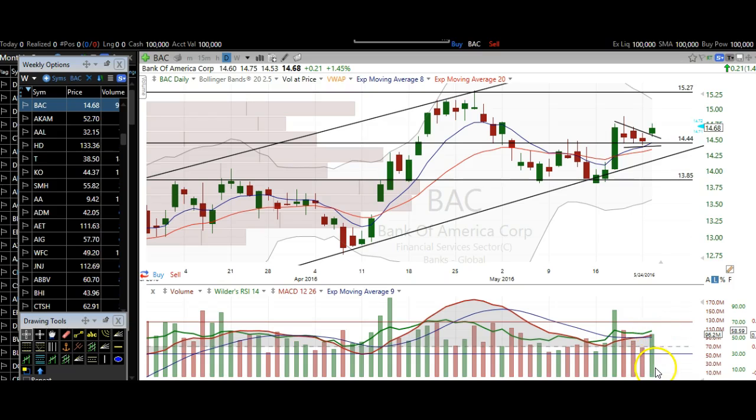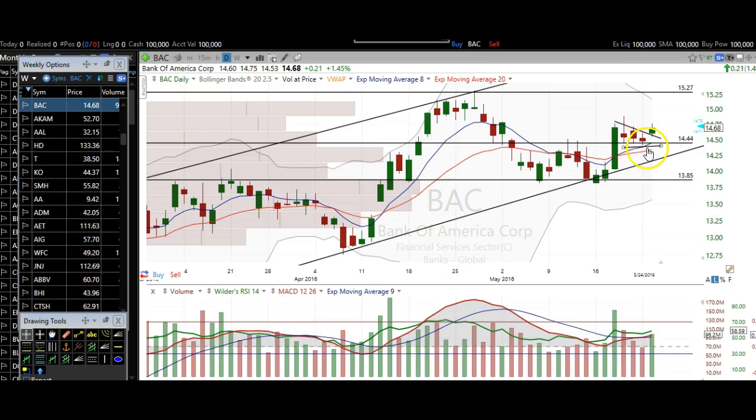volume increase. Okay, notice how the volume within this flag was decreasing. Okay, we had this nice bullish volume, a little bit lower volume, a little bit lower volume while it was consolidating. Okay, that's what you want to see during consolidation patterns. If this volume was increasing as Bank of America was heading lower, then we would be concerned.